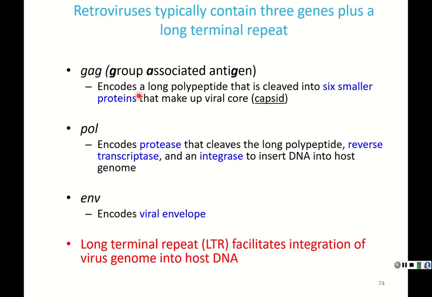Right? And retroviruses typically contain 3 genes, and those genes are the GAG, which stands for group-associated antigen. This encodes a long polypeptide that's cleaved into 6 smaller proteins that make up the capsid, so the particle of the virus, so to speak. The Pol gene encodes a protease that cleaves the long polypeptide. So the GAG antigen, the Pol encodes a protease that cleaves that into the 6 smaller proteins. It also encodes reverse transcriptase and an integrase that inserts that viral DNA into the host genome. And then the ENV gene encodes the viral envelope. You can think of that as envelope.